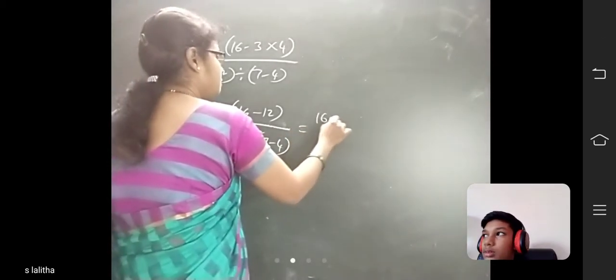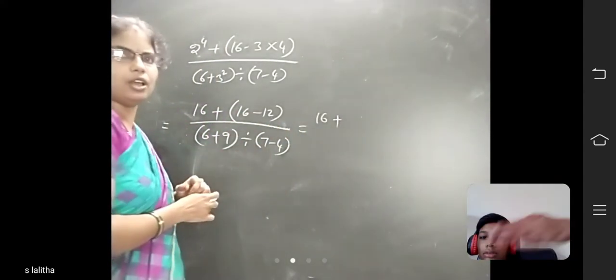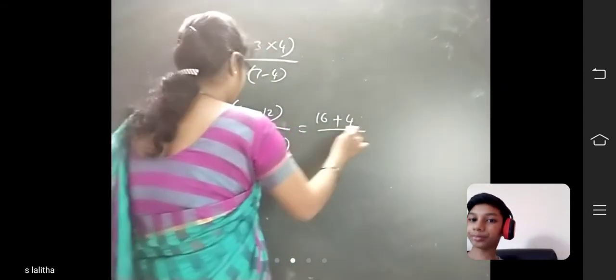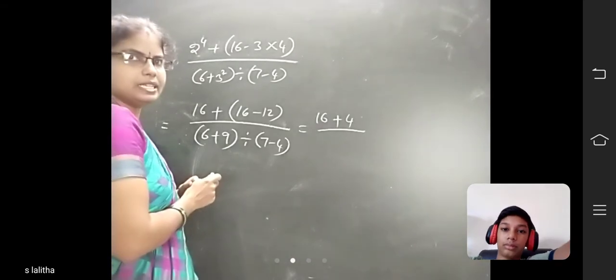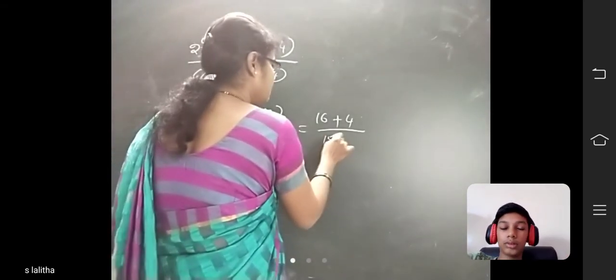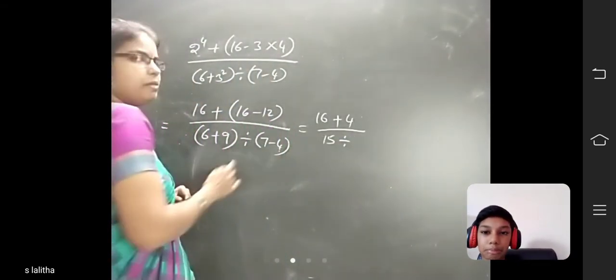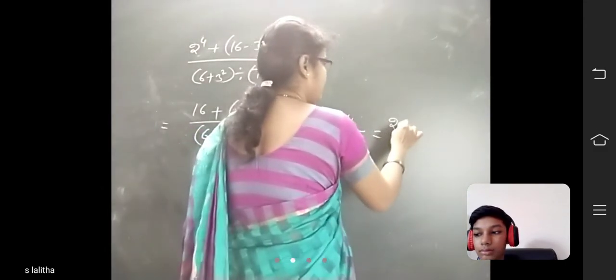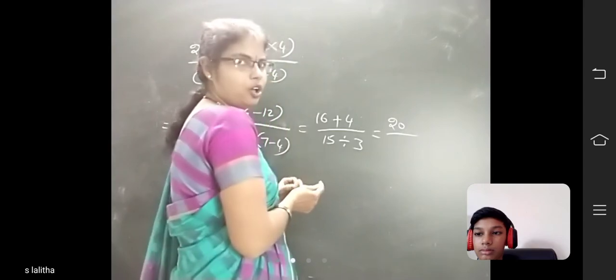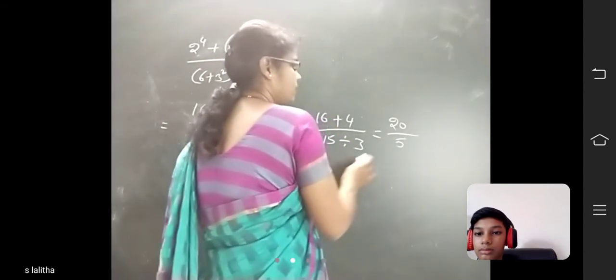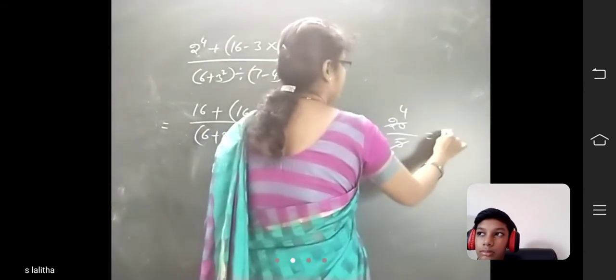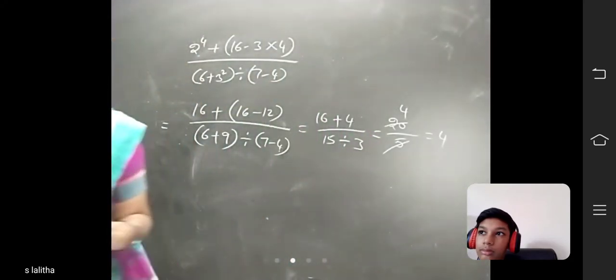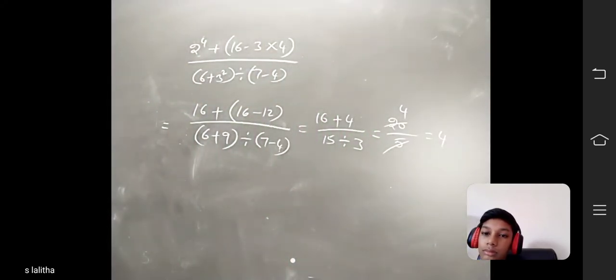Okay, 16 plus 16 minus 12, how much? 4 by 6 plus 9. How much is 6 plus 9? 15 divided by 7 minus 4, how much? 3. So 16 plus 4, 20. 15 divided by 3, how much? 5. So 5 fours are 20. So what is the answer? 4 is the answer. Did you understand that? Next example, please.